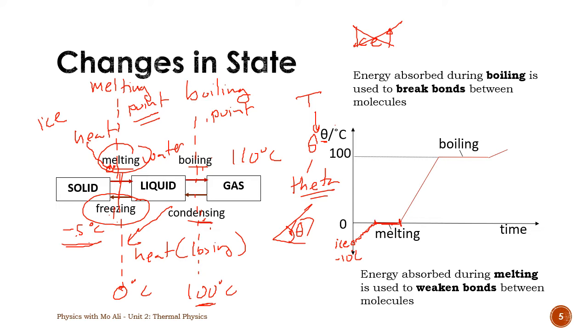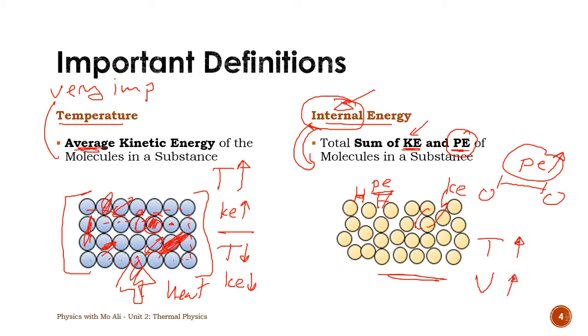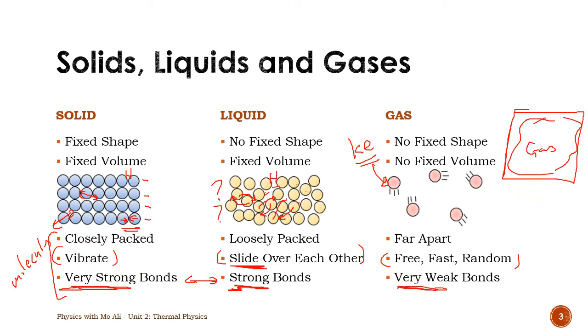Instead, during melting, the energy absorbed by the molecules, the heat energy that we're giving it, is used to weaken the bonds between the molecules. Because when you want to change a solid to a liquid, let me just go back for a second, you want to increase the space between the molecules a bit, and you want to make the bonds a bit weaker to do that. So the energy during melting is used to weaken the bonds.